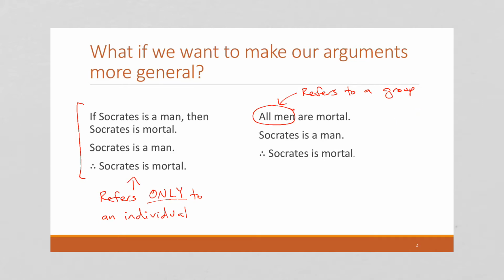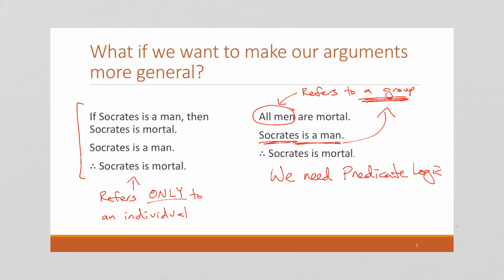What we have now is the need to use the fact that this is a group and then associate Socrates with that group. Right? So we can't do this with the simple logic we've learned so far. We need something called predicate calculus or predicate logic. Okay, so that's what we're going to talk about. We're going to talk about the predicate part in this video.